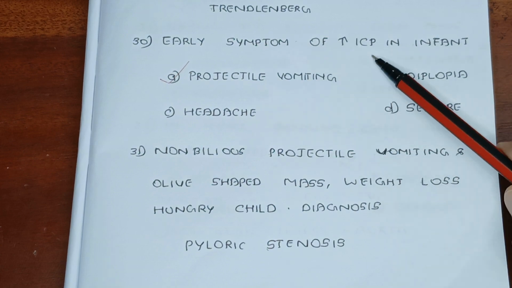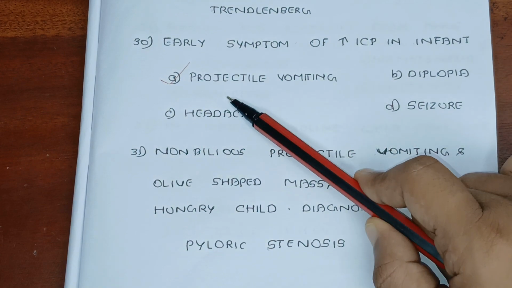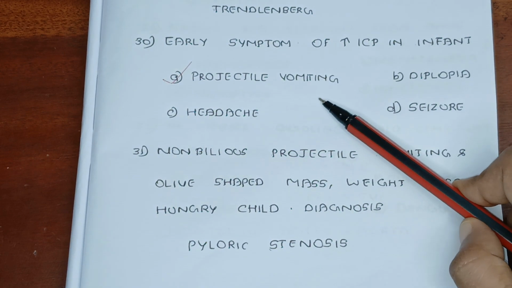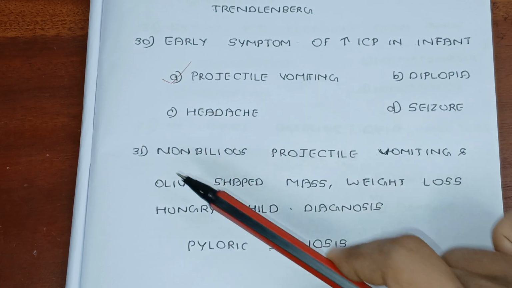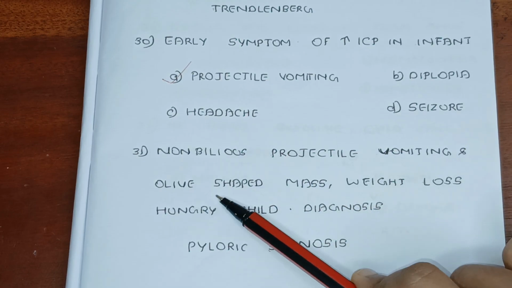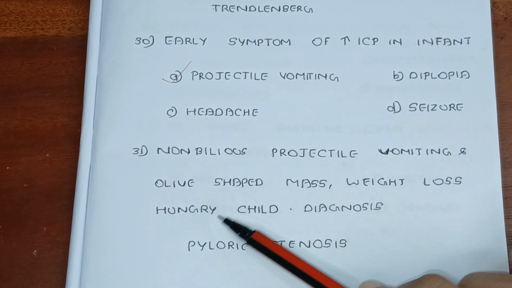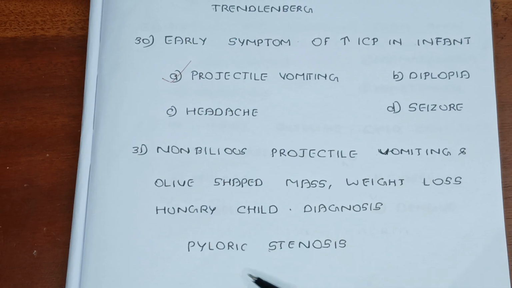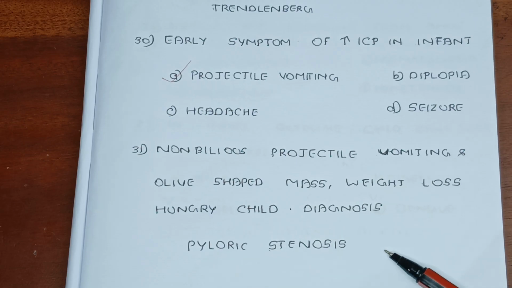Early symptom of raised ICP in infant. Correct option is projectile vomiting. If there is shrill cry also, it is also the correct answer. 31st, non-bilious projectile vomiting, olive-shaped mass, weight loss and hungry child. Diagnosis is pyloric stenosis, and also there is visible peristalsis we can view from left to right.